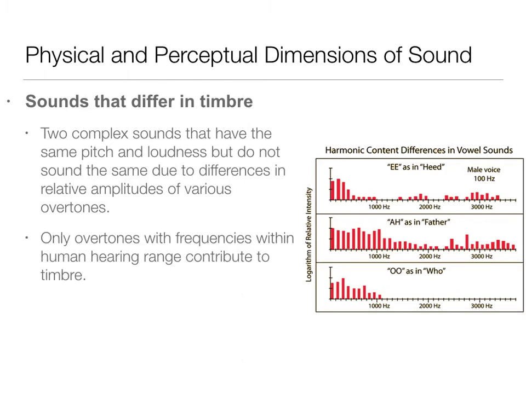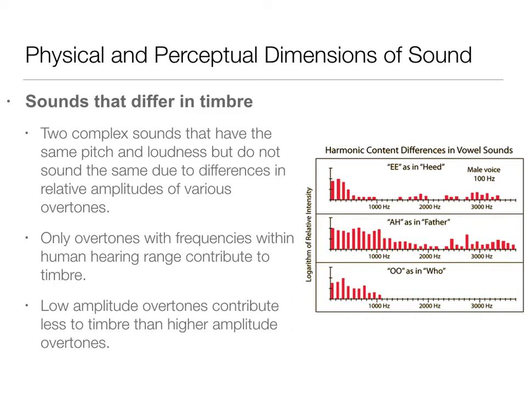And only overtones within our human range of hearing contribute to timbre. Ones that are outside of that don't. And we see that low amplitude overtones contribute less to timbre than higher amplitude overtones will. Again, these overtones just sound like what they are: tones on top of the fundamental frequency. And again, the fundamental frequency is going to be that basic one.